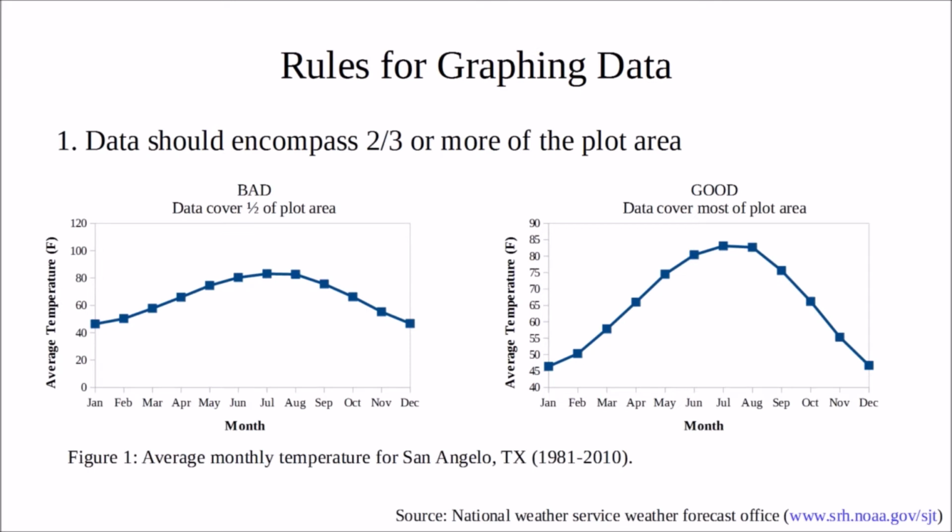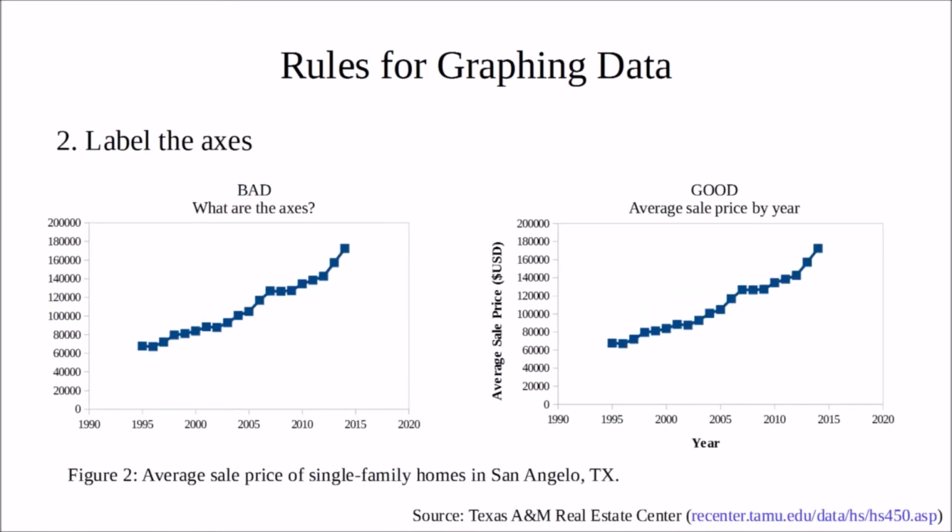When making graphs, we should follow specific rules. First, the data should encompass 2/3 or more of the plot area. We want the coverage to include 2/3 of the x-axis and 2/3 of the y-axis. Second, the axes must be labeled. The reader must be able to interpret and understand the graph without having to read a description of the figure in the caption.